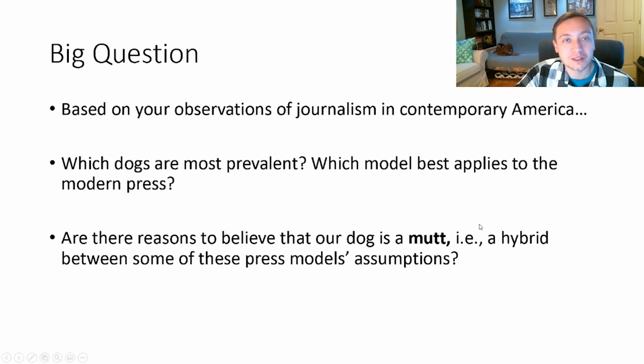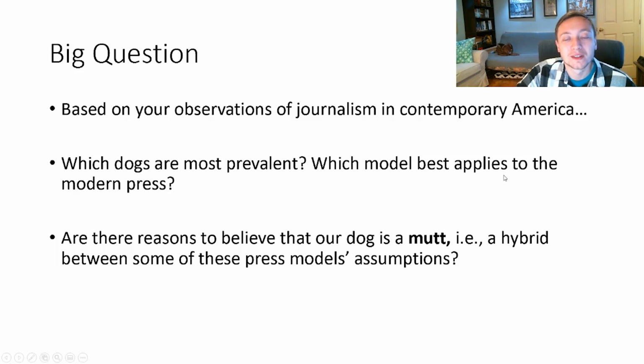But the big question that I want you to entertain as you're going through the readings this week is to really think about, again, based on your own personal observations of journalism in contemporary America, based on the experiences that you've had. Maybe that's extensive. Maybe you're someone who's a real press junkie. Maybe you're someone who's read a lot about journalism in the past. Maybe you've very rarely encountered political news in your time. Regardless, based on these observations, I want you to think about, according to your experience, which kinds of dogs do you think are the most prevalent?